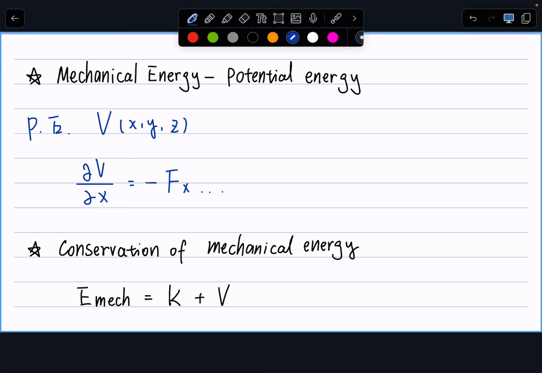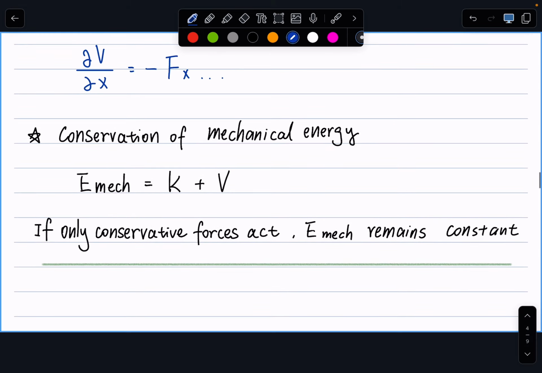And in classical mechanics, we have conservation of mechanical energy. So that means the total mechanical energy, which is the sum of your kinetic energy and potential energy, is always conserved. So that's a quick review.